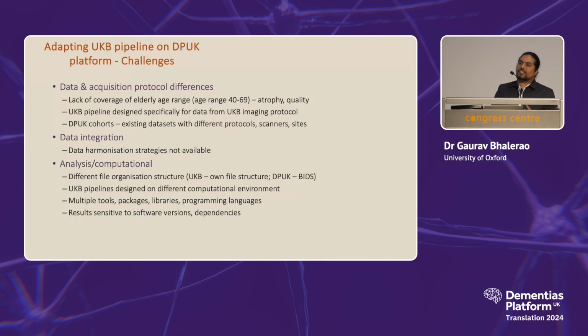But of course, there are certain challenges to consider while adapting the UK Biobank pipeline on the Dementias Platform UK platform. One of the challenges is the data and acquisition protocol differences, because UK Biobank does not have coverage of the elderly population, and the dementia cohorts are usually from the elderly population. Second, the UK Biobank pipeline is designed specifically for UK Biobank data, which is acquired with the UK Biobank protocol. But Dementias Platform UK has dementia cohorts, which are existing data sets, and they have been acquired with different protocols, scanners, and sites.